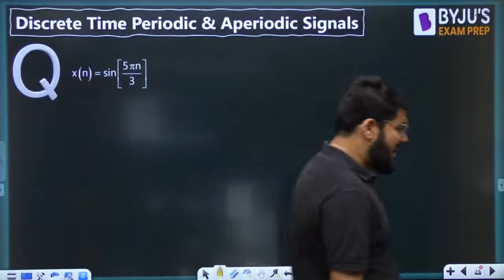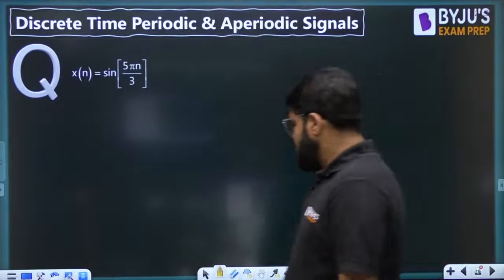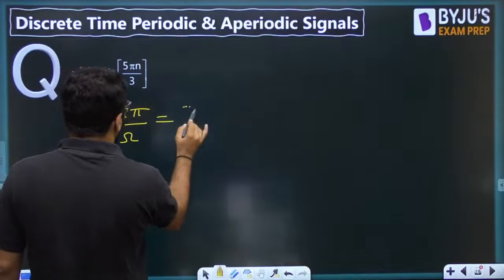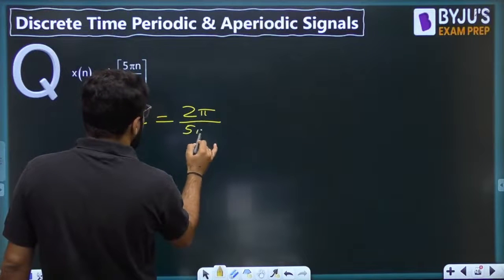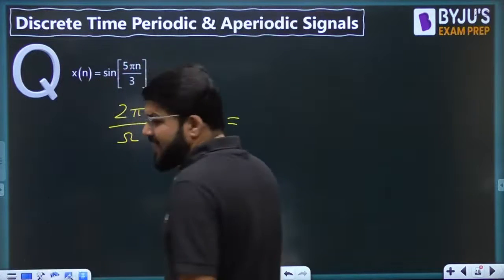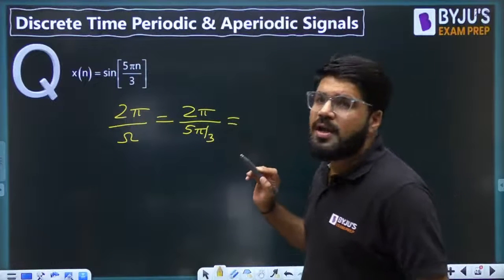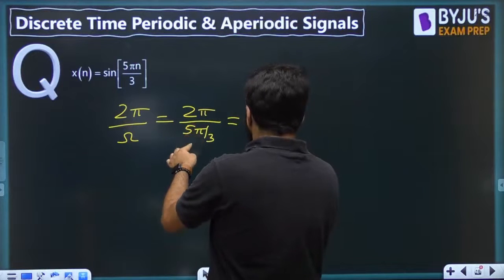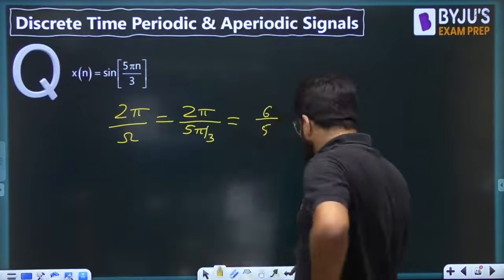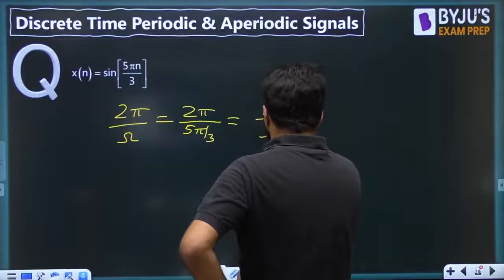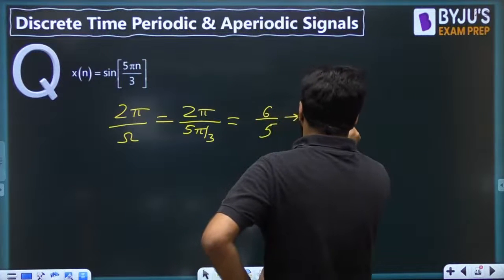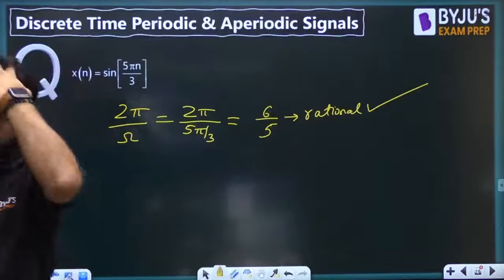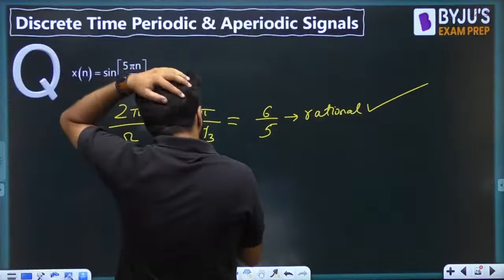Sine 5 pi n by 3. Again my first calculation will be 2 pi by omega. Omega is 5 pi by 3. Pi to pi, at least pi is cancelled. Your headache is gone. It will not be irrational. Pi cancel, 3 going above, 3 twos are 6 divided by 5. It is 6 by 5. It is not an integer, but it is still rational. At least, thank God, it is rational. So the signal will be periodic. So what is the final period?